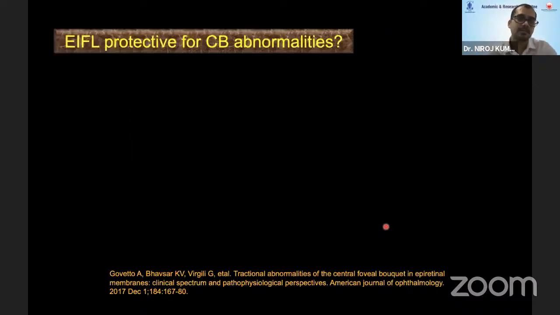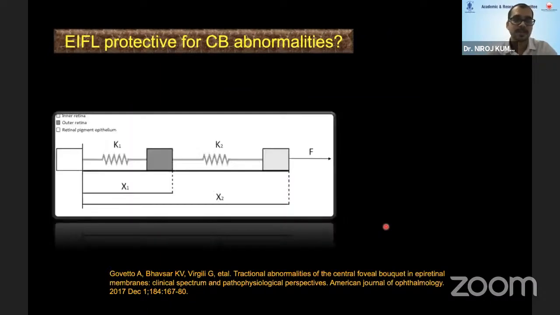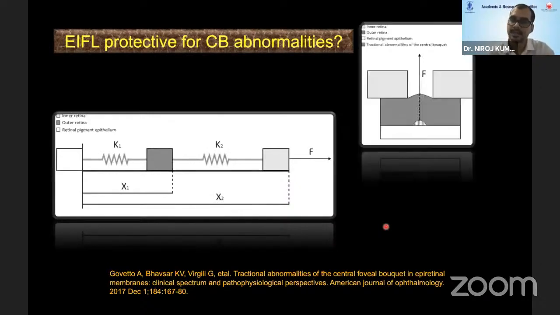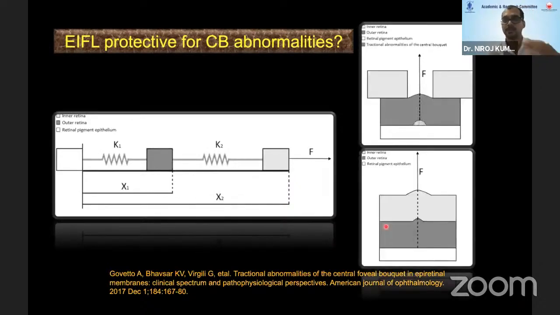So is EIFL protective for CB abnormalities? Again, it was described with the help of this model of springs and masses, where it was described that due to the EIFL, the force transmitted by the Muller cells by the ERM gets decreased when it reaches the central foveal bouquet, resulting in fewer abnormalities.